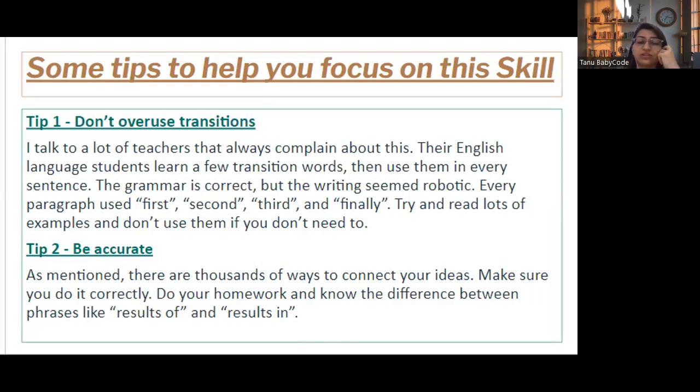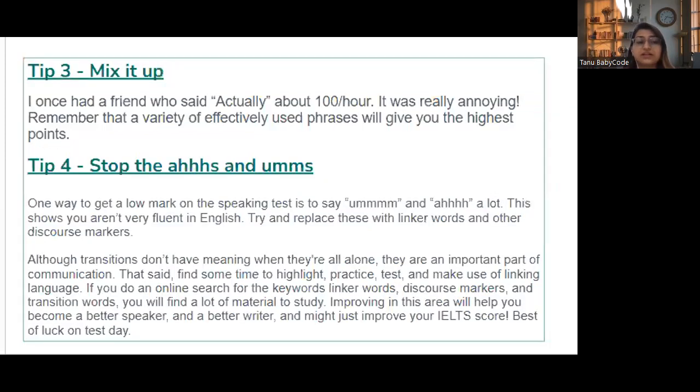Second is be accurate. Always connect your ideas. There are thousands of ideas. Try to use connectors and linking words in a correct way. Do your homework, right? Know the difference between the different connectors, like results of and results in, and how to use them correctly. Third is mix it up. Use different connectors, but use them in a correct way and effectively so that you can get maximum points, right?